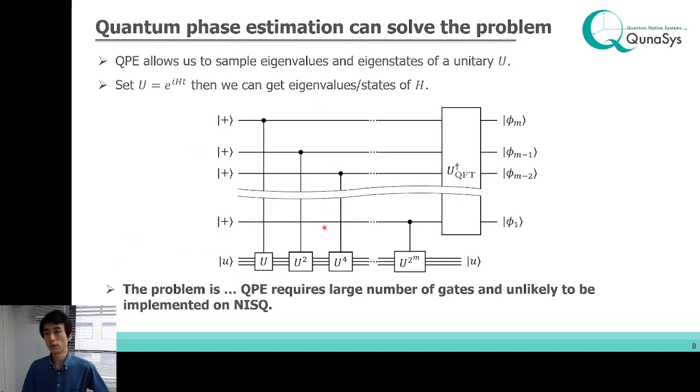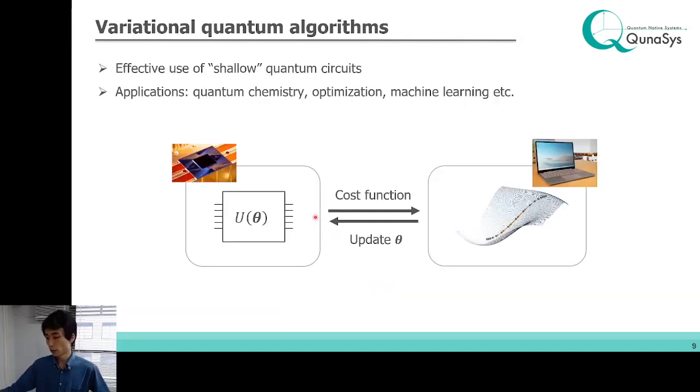But the problem is that quantum phase estimation requires a large number of gates, and it is unlikely to be implemented on NISQ devices. As an alternative, there are algorithms called variational quantum algorithms, where we use a parameterized quantum circuit U(theta). We run this circuit to generate the state, we measure it, and we obtain a cost function on the classical computer, and the classical computer tries to move the parameter theta to minimize this cost function. We can use this framework for quantum chemistry, but also for optimization, machine learning, and other tasks.